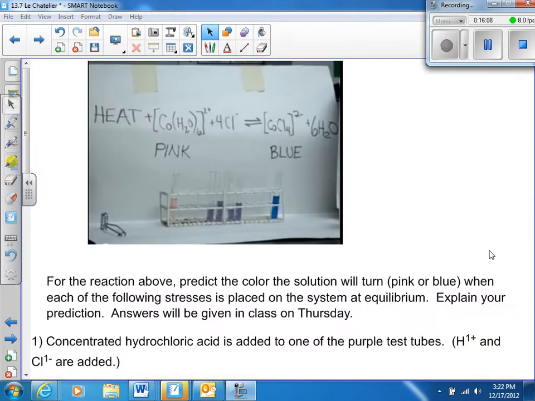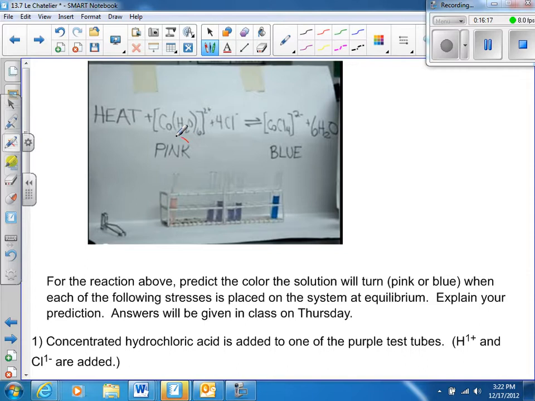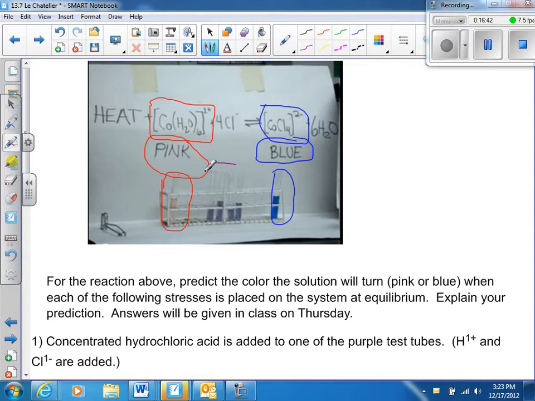Your turn. I'm not going to go through all the answers on these. I'm just going to put it all up, and you will get to write down what's going on. But I will give you a quick explanation of what's happening here. So this cobalt complex right here is pink. And over here, this cobalt complex is blue. Notice the blue test tube over here and the pink test tube over here. And when you are somewhere in the middle, a mix of both complexes, you're purple. So this over here in the middle is purple.